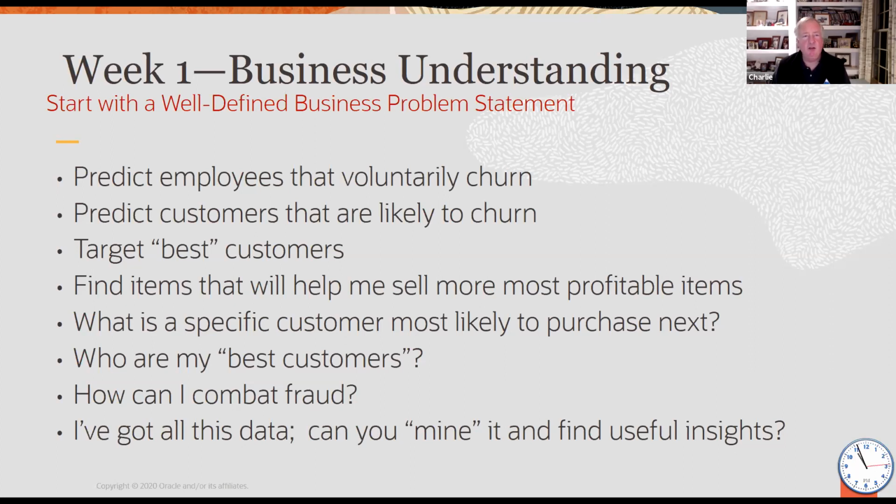They're way too loosely defined. What is your definition of a best customer? I have no idea. Predict employees that voluntarily churn. Okay, I could predict everybody that's going to churn about 1 minute before they turn in their resignation letter. You probably want to have a 3-month advance warning on that. How can I combat fraud? Well, what's your definition of fraud? I don't know. And the worst one is this last one.